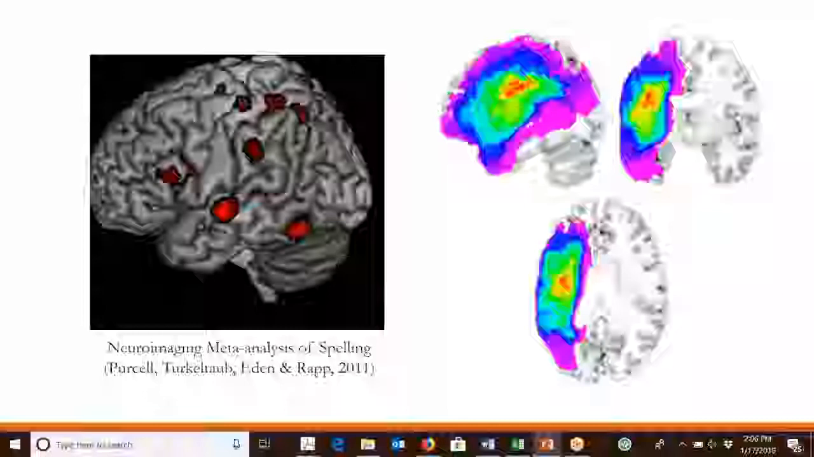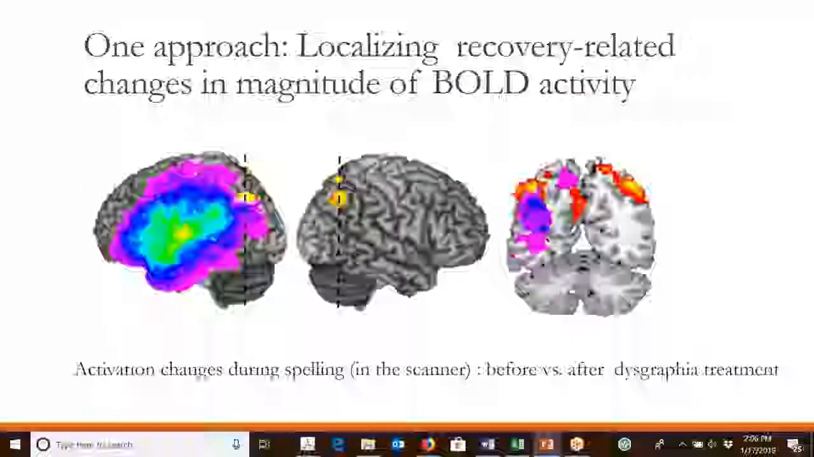There are a number of different ways that one could go about trying to gain some insight into this issue. Certainly the most widely used approach to date is to have somebody do a spelling task, let's say in the scanner before treatment, do some treatment, have them go into the scanner again and do a spelling task after treatment, and then identify the brain areas in which activation has changed from before treatment to after treatment. This would be localizing brain areas that show recovery-related pre-post changes in the magnitude of brain activity in those areas.